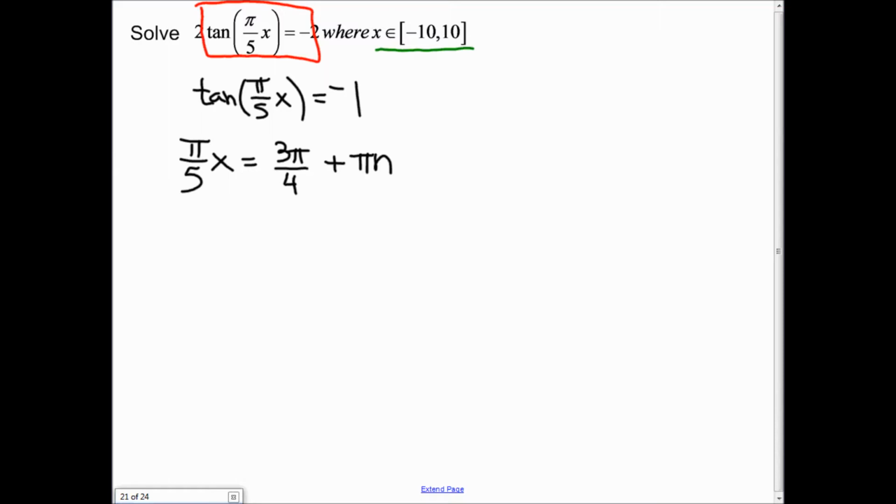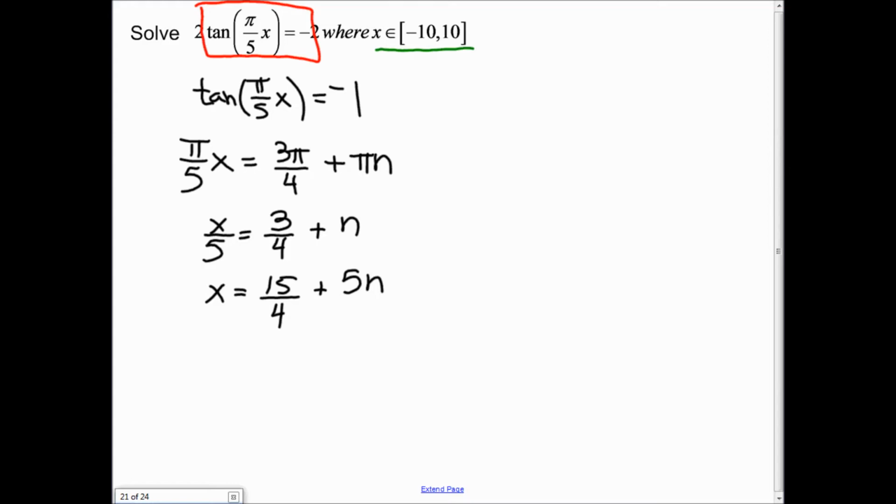So now we're going to take a look at this, and we're going to try to isolate for the x as much as possible. So we're going to divide both sides by pi, leaving us with x over 5 is equal to 3 over 4 plus n. And now we're going to take care of the divide by 5 by actually multiplying by 5. So we're going to have x is equal to 15 over 4 plus 5n. And again, n is allowed to be any value that's an integer. So it can be -1, it could be 5, it could be 10, it could be 1,000. It doesn't matter as long as it's a whole number.